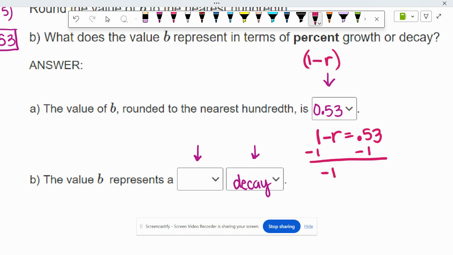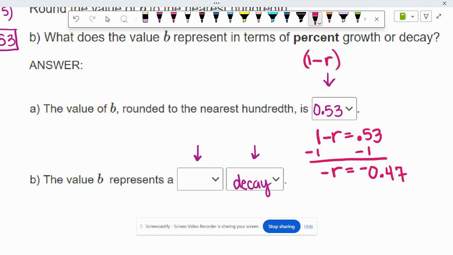And when I do that, I have negative R equals, what is 0.53 minus 1? Is it a positive or a negative 0.47? It's a negative. So negative 0.47. So negative R equals negative 0.47. What do I have to do next?